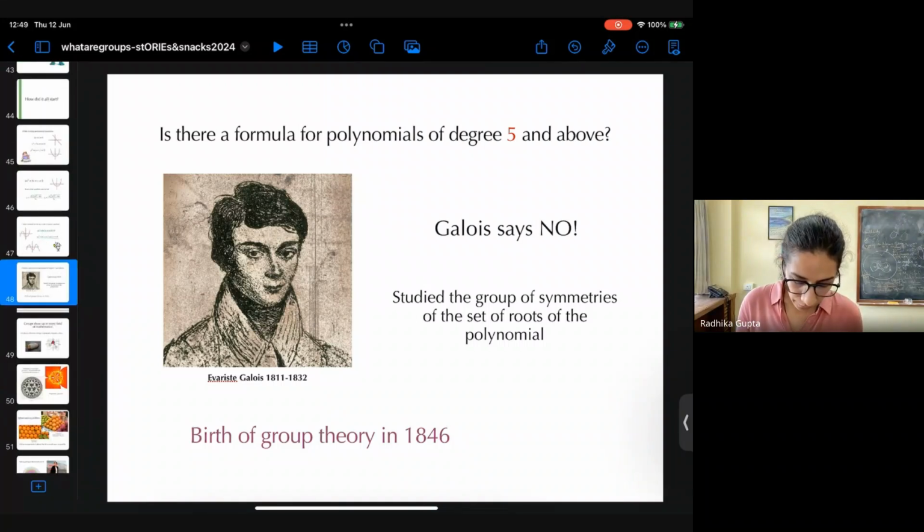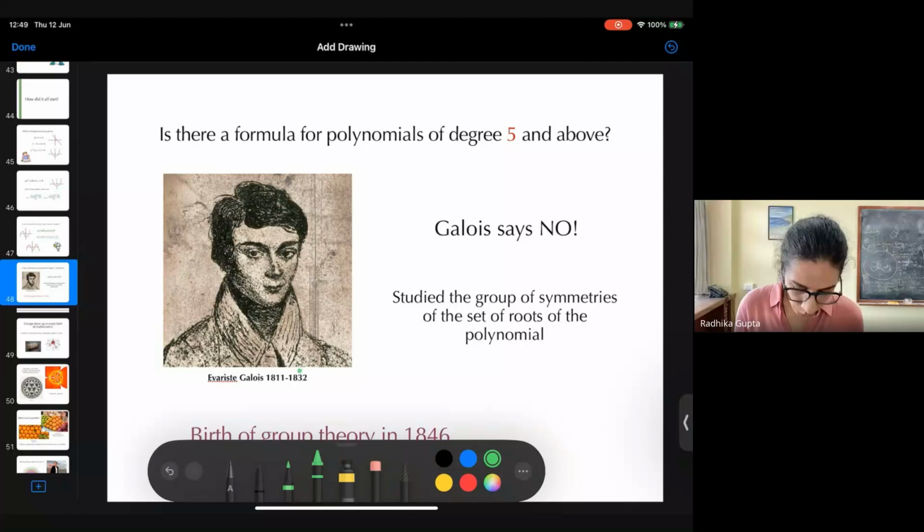And you will see, Galois did not live very long. He died when he was 21, but group theory was born with Galois. Galois is like the father of group theory. So you should go read about his life. It's very sad that he died in a duel. If he was alive, who knows how much more interesting math he would have come up with.